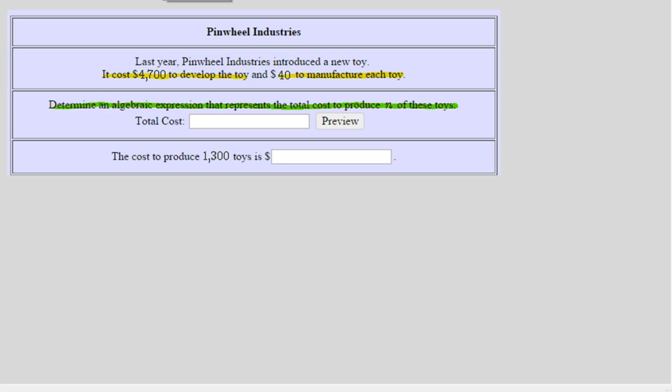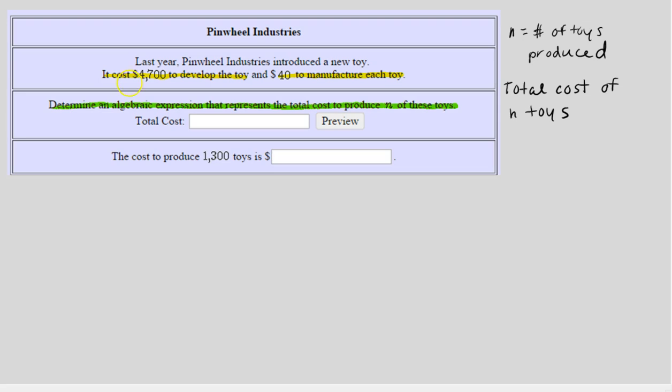So let's start by writing down what our letters represent. So we have two things going on here. N is the number of toys produced. And we're interested in finding the total cost of n toys. So that amount depends on the number of toys produced. It doesn't have a letter name to it, but that's what we're finding here. So these are the two things that are changing.